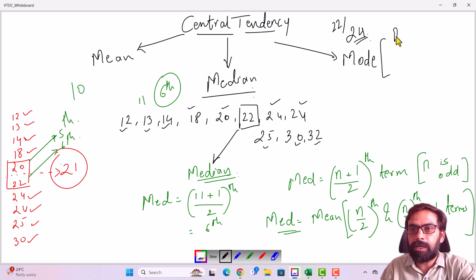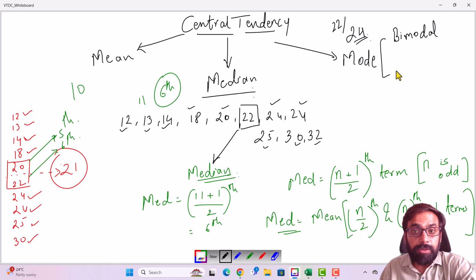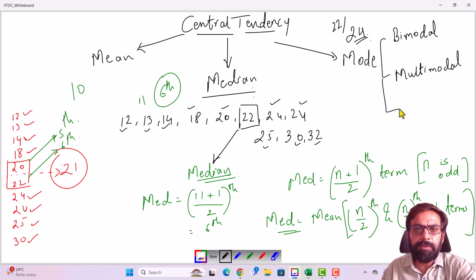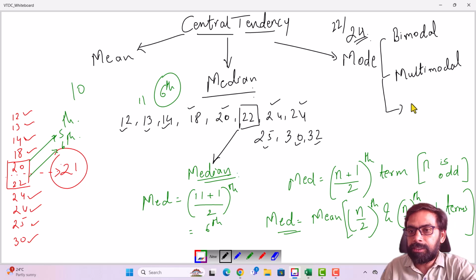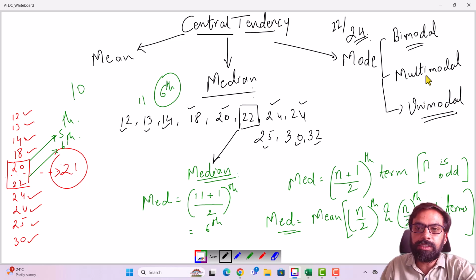Such cases are called a bimodal model, that is, there are exactly two modes. If there are more than two modes, I call it a multimodal model. In the rest of the cases in which there is only one mode, as in the example that we have taken, it's called a unimodal model. There is only one mode, two modes, and more than two modes. That's the central tendency.